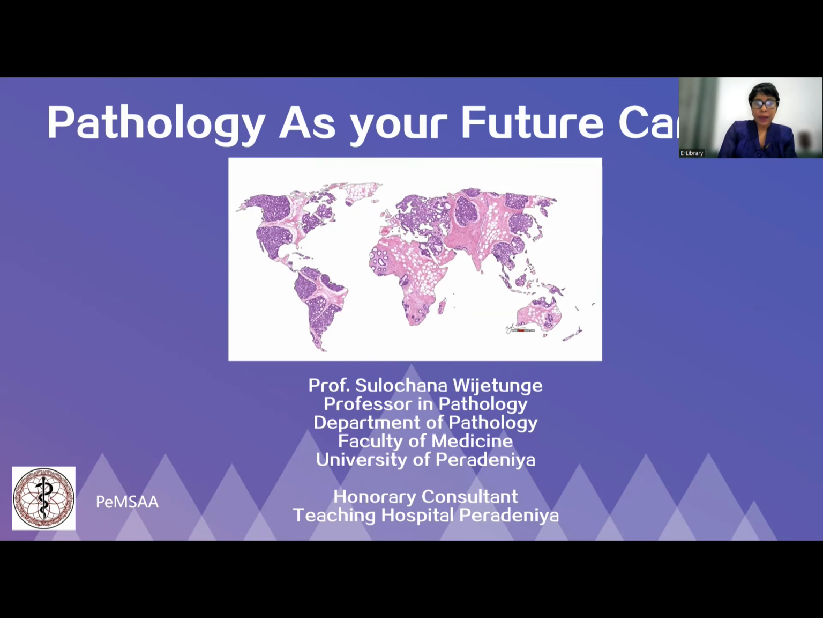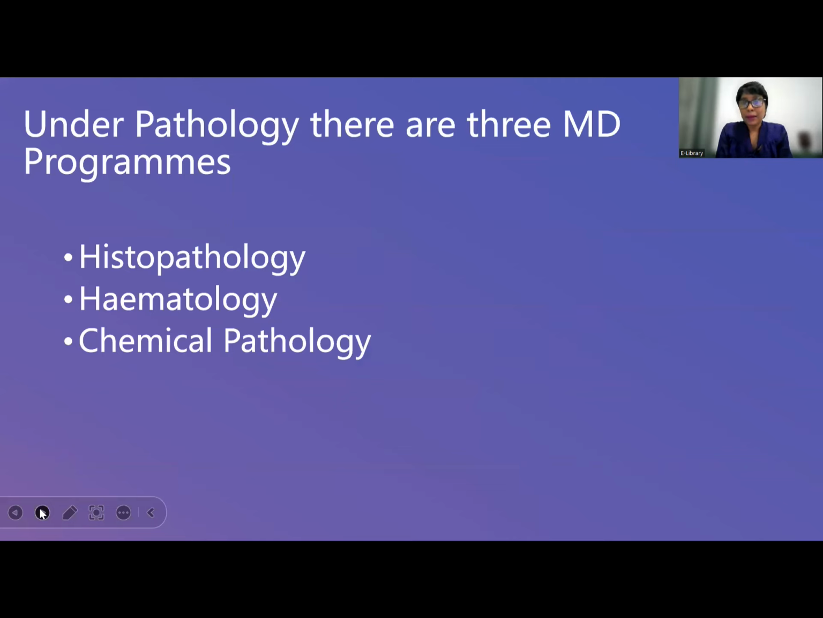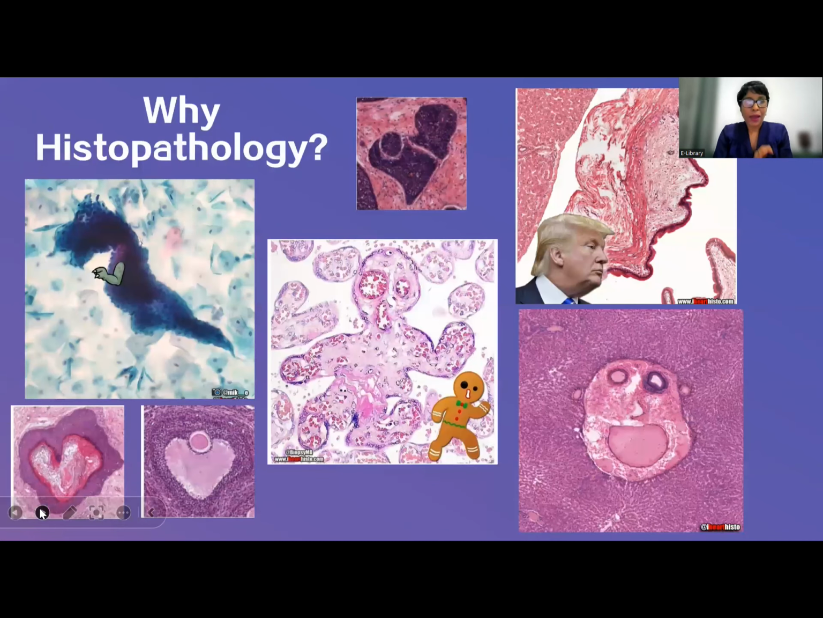First, we will see under the large pathology umbrella, there are three MD streams which are mutually exclusive. So there is histopathology, hematology, and chemical pathology. So I'm a histopathologist. So first we will see what is histopathology. Right. So other than seeing unexpected creatures under the microscope, maybe a dinosaur in a pap smear, or sometimes you might even see Donald Trump. And so we will see why pathology would be a suitable opportunity for you.